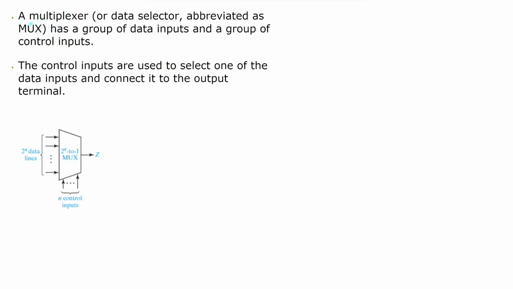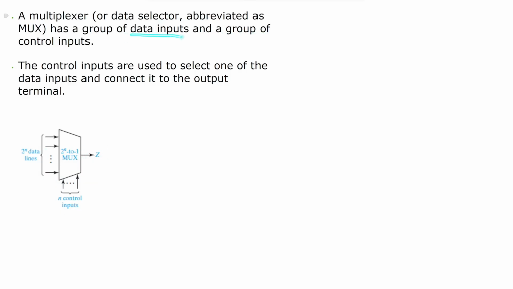Hello everyone. In this video, let's learn about a multiplexer. A multiplexer or data selector, abbreviated by MUX. It has a group of data inputs on this side and a group of control inputs denoted here at the bottom. And all multiplexers have one output.